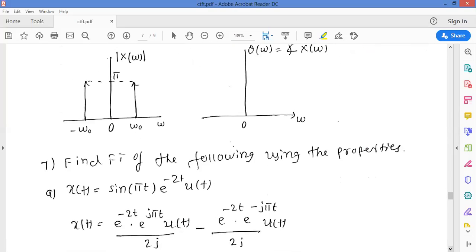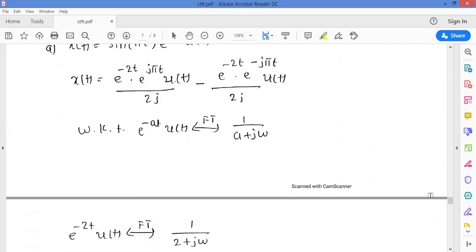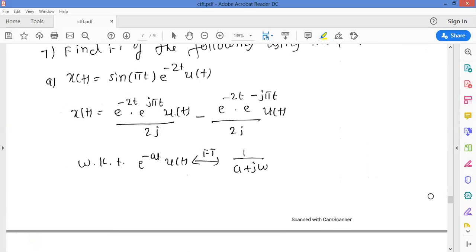Now, I look into the Fourier transform of another signal. Take x of t is equal to sine of pi t times e power minus 2t u of t. By using properties, we are going to follow this. I'll write sine of pi t as e power j pi t minus e power minus j pi t divided by 2j. Both of them will be multiplied by e power minus 2t u of t.